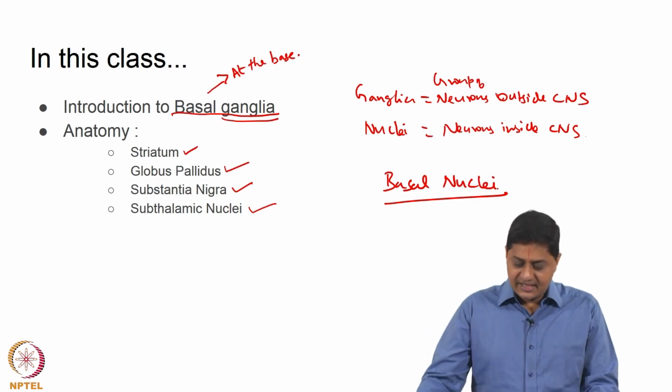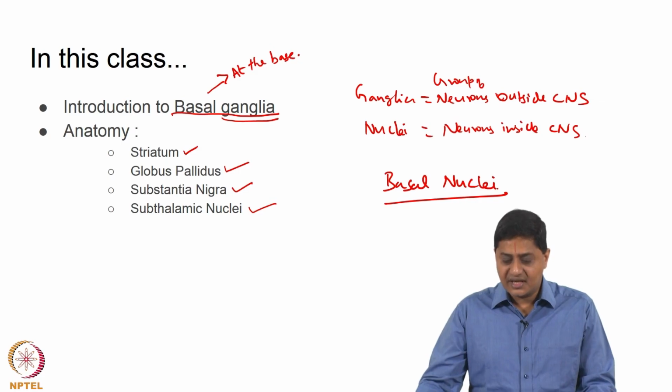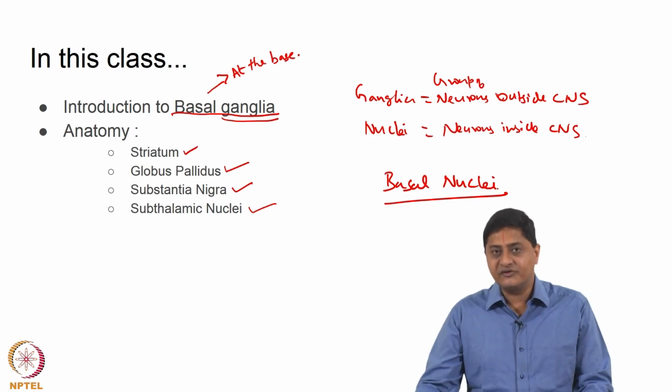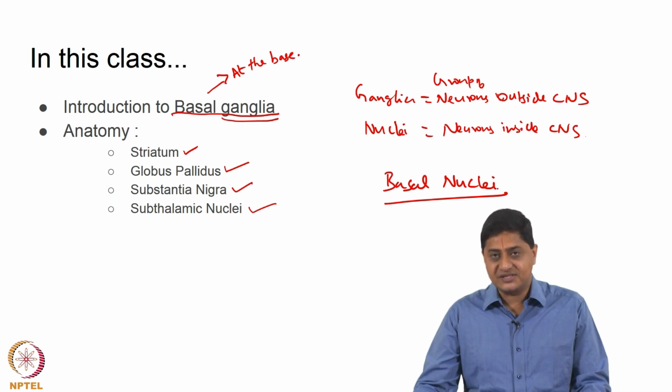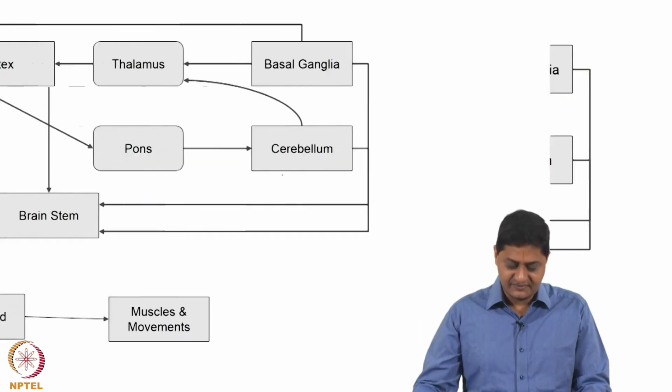So, the basal ganglia is located at the base of the cortex. Actually, it is comprised of nuclei that are spread across multiple locations. Some of these are in the telencephalon, some are in the diencephalon, and some are in the mesencephalon. How is this? We will discuss that.